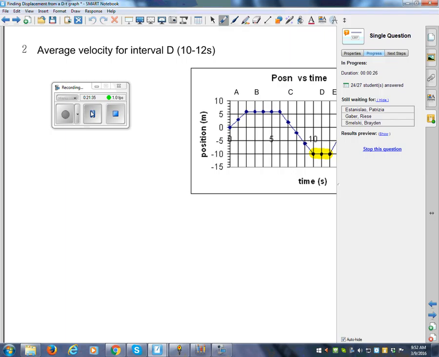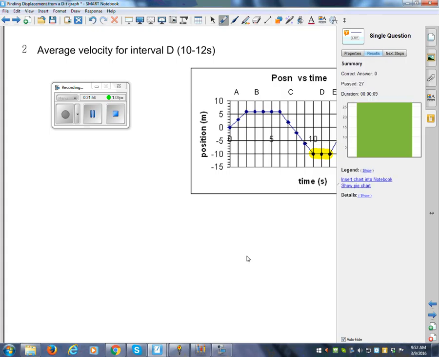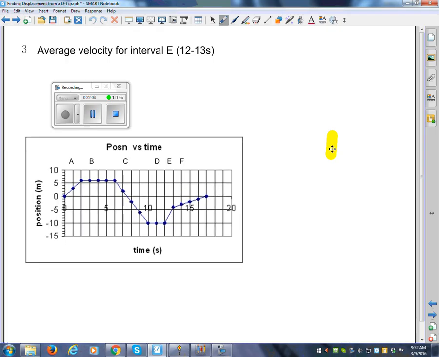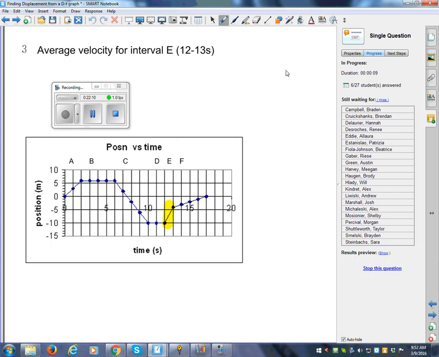This had better be all right, or I might throw a tantrum here. Yay, 0. How come? It's flat. E, interval E. Displacement divided by time.